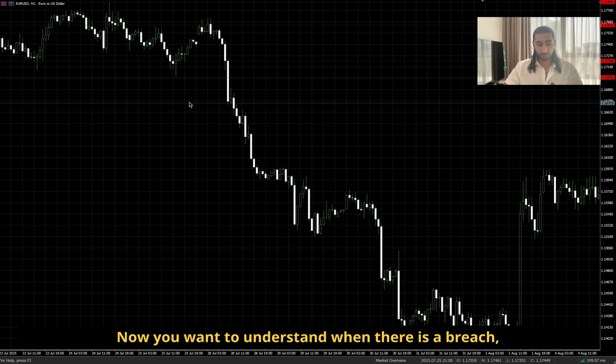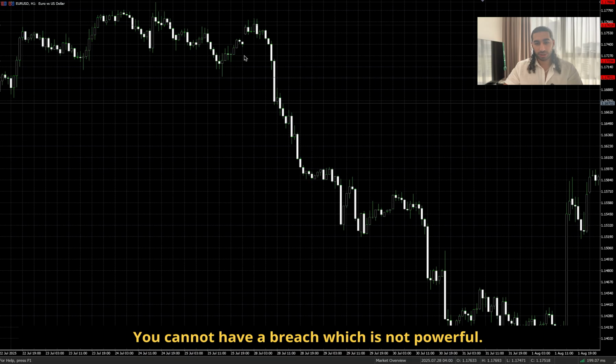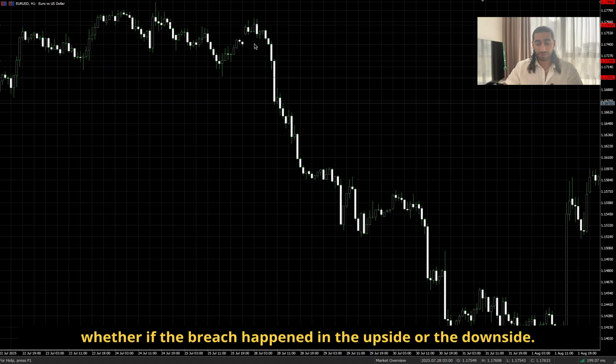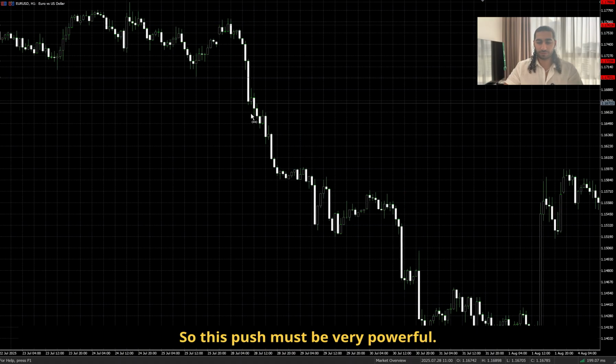Now you want to understand when there is a breach, it must be powerful to be able to break something like this. You cannot have a breach which is not powerful. If you have a breach of something like this, an area that pushed the price up multiple times, whether the breach happened in the upside or the downside. Look, a few days the price didn't move from this area. So this push must be very powerful.